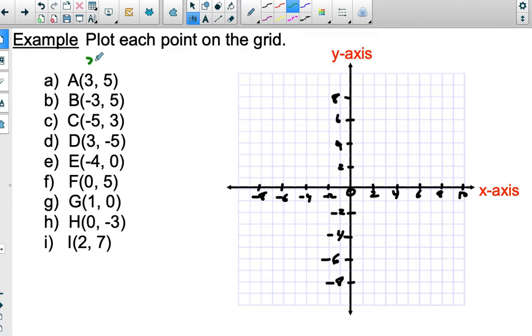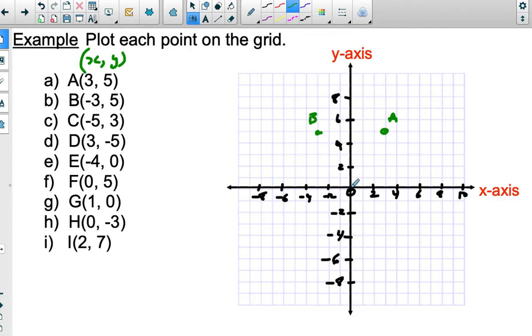Remember, they are in x comma y format. So for A, 3 on the x-axis, 5 on the y-axis. So on the x-axis, I will go over to 3, and I will go up to 5, and I can plot point A. Point B is at -3 on the x-axis, so I go across to -3, and I go up to 5, and there's where my B is located.